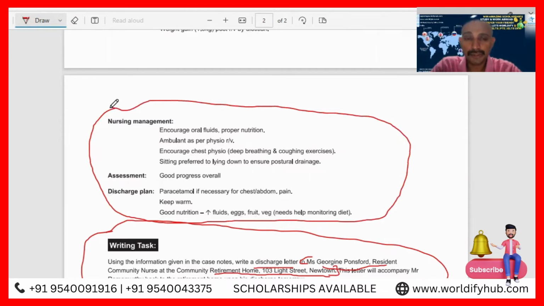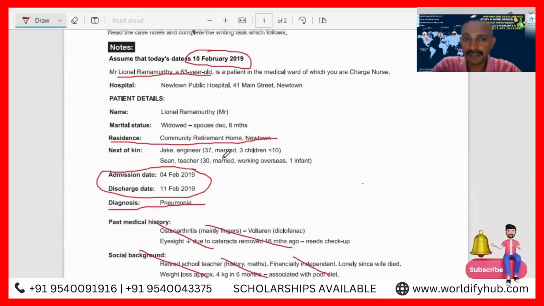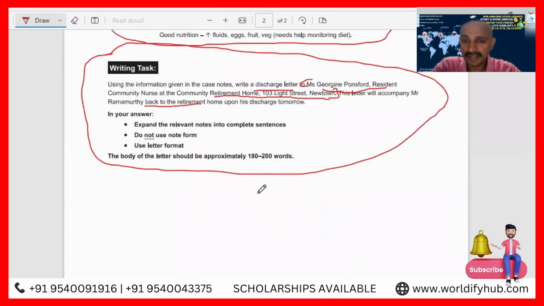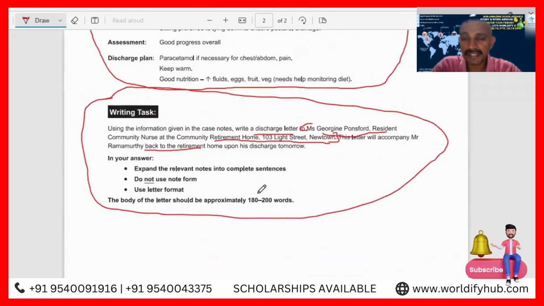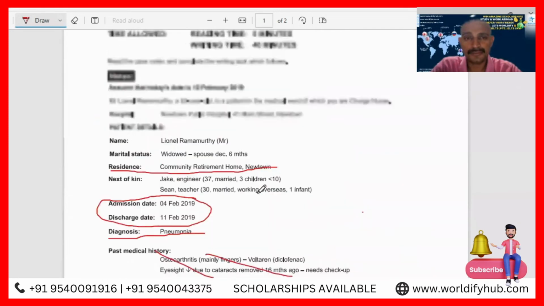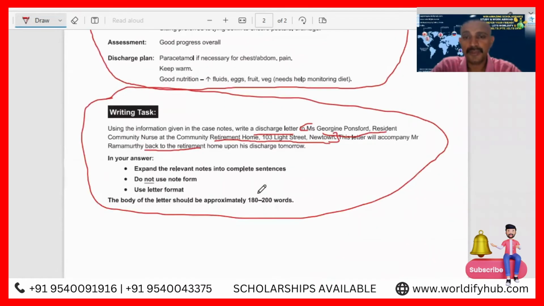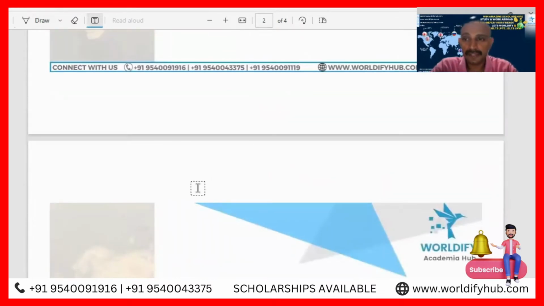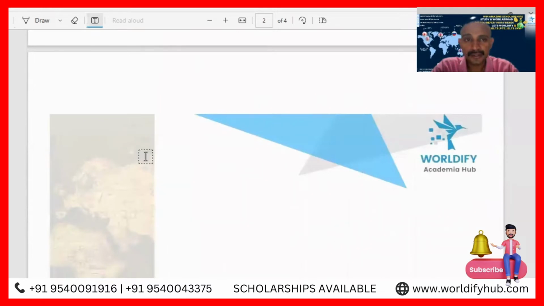Okay, so let us now look at writing the letter. Okay, so date is 10th February. The patient's address, to whom are you writing this letter? That information is here. So with that information, we are writing the letter. Okay, here we go. So let's go to the next page. I am using the red ink so that it is more visible to you.